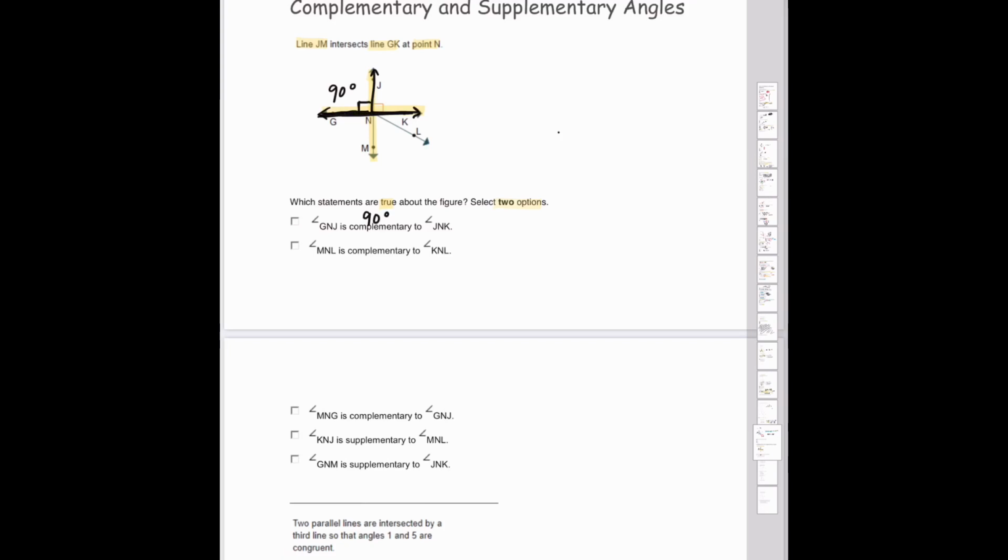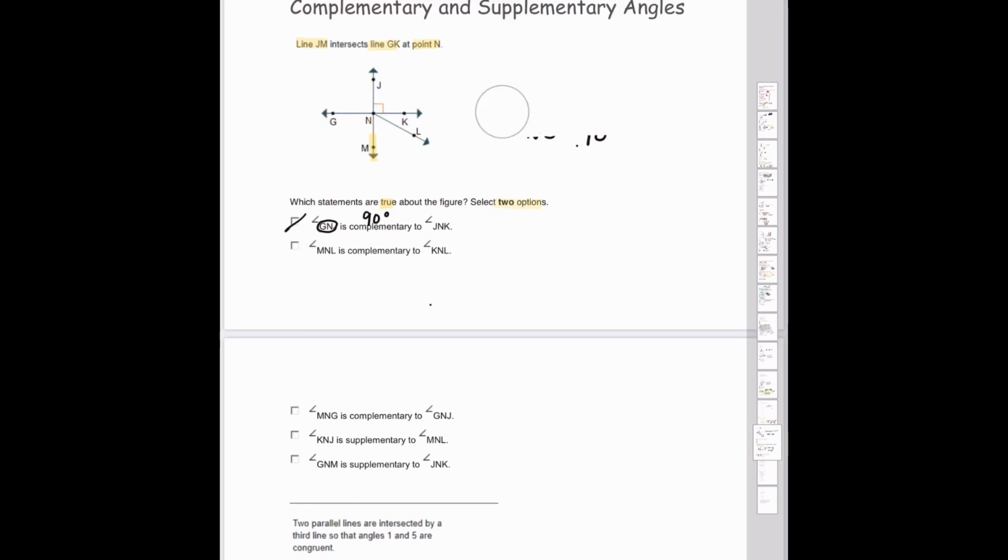We know that linear pairs equal to 180 degrees. If we add angle G and J, 180, subtract 90 from both sides, we would get that G and J is equal to 90 degrees. Therefore, those two cannot be complementary because G and J is already complementary on its own, or equivalent to 90 degrees on its own. Let's look at the next one.